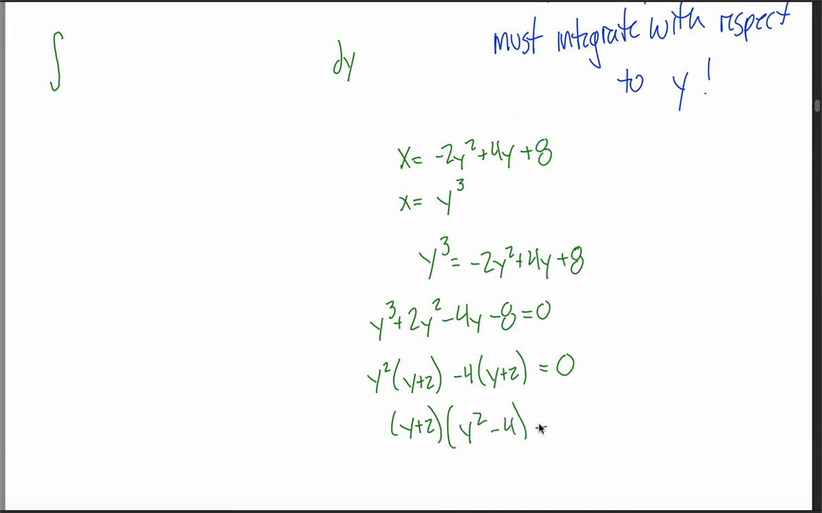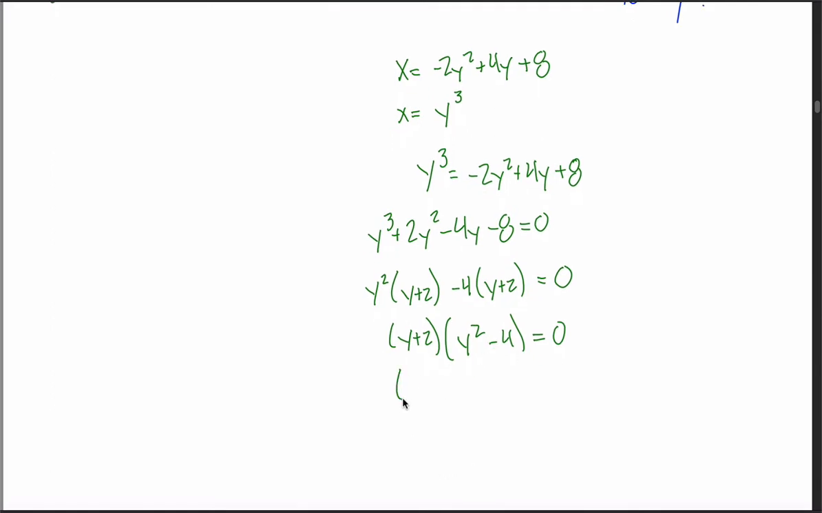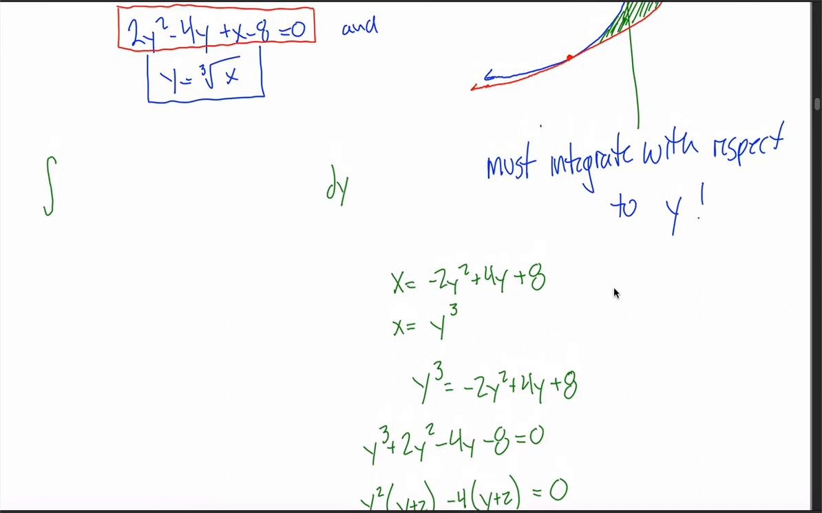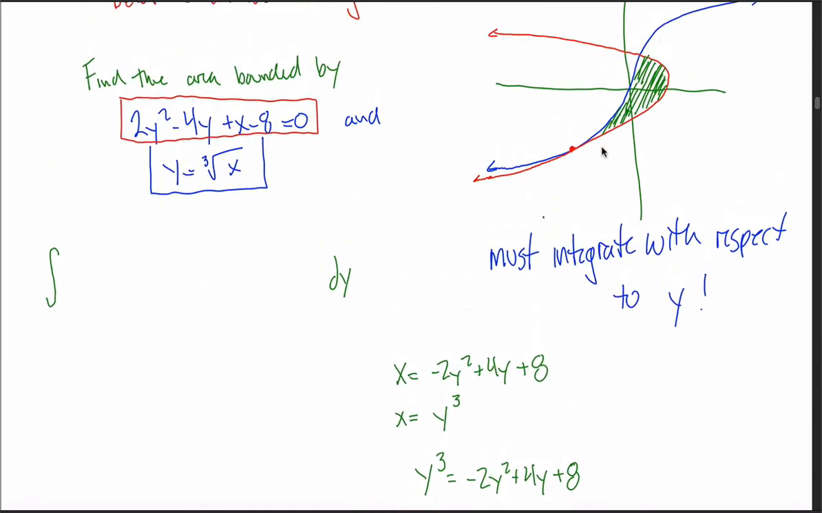And the nice thing about y squared minus 4 is it's a difference of squares, so it factors as y plus 2 times y minus 2. And now what I can say is, well, this whole thing will equal 0 if this equals 0, or this equals 0, or this equals 0. Well, these are the same. Y plus 2 equals 0 when y equals negative 2, and y minus 2 is equal to 0 when y is equal to positive 2. What I'm saying is negative 2 and positive 2 are the two y values at which these two curves intersect. This is negative 2, and this right here is positive 2.